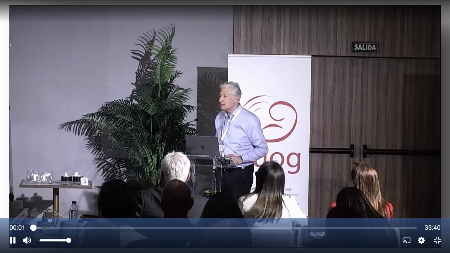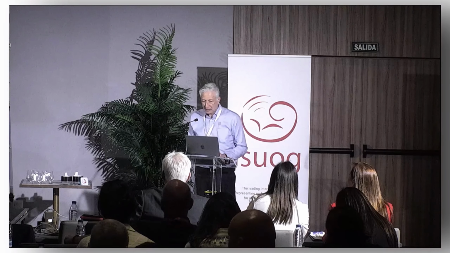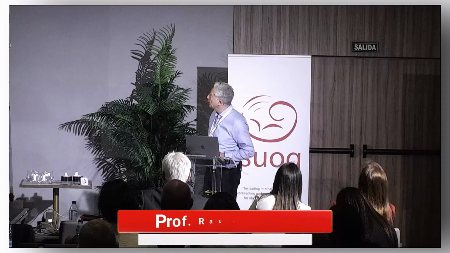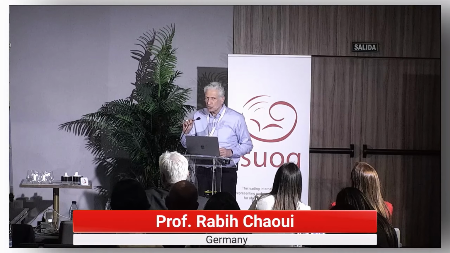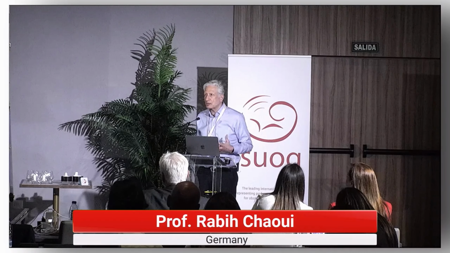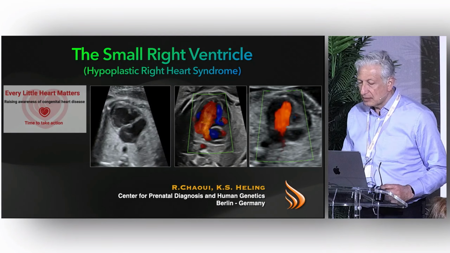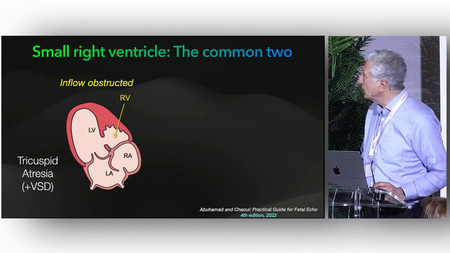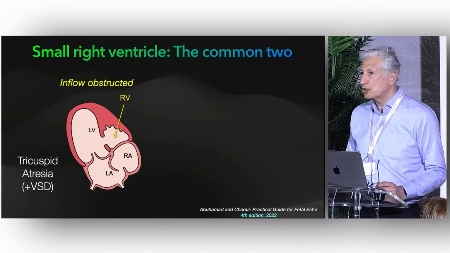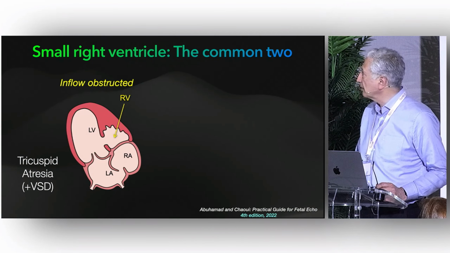Yeah, so now it's the right side of the heart, and it was also called hypoplastic right heart syndrome, but I personally do not use this term because it's not as well defined as hypoplastic left heart syndrome. Let's call it the small right ventricle. Actually, we have two conditions which lead to a small right ventricle.